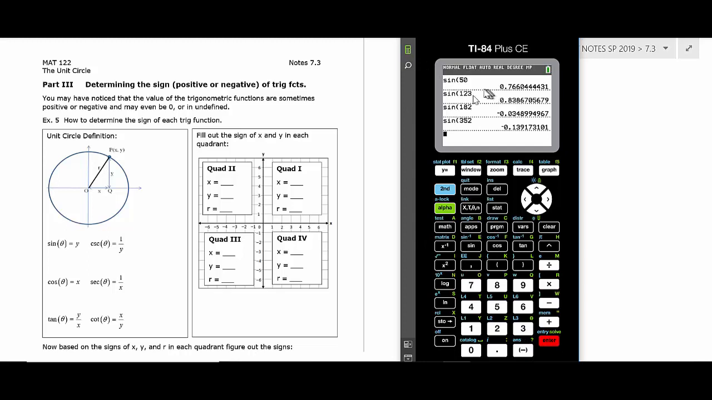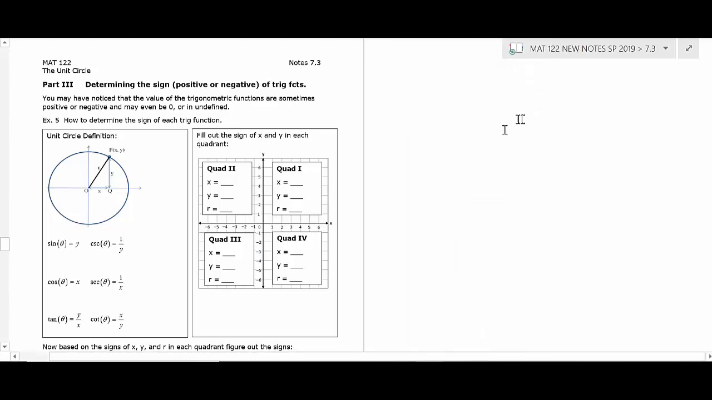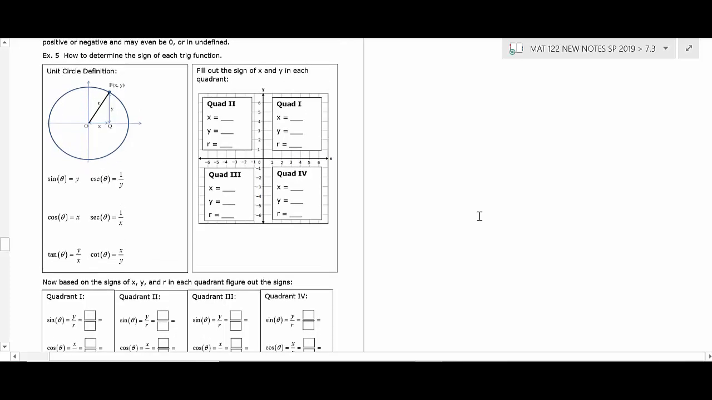So what you'll find is it's always the same. The sine is positive in quadrants 1 and 2, and it's negative in quadrants 3 and 4. And that's what we're going to try to figure out. It's just a couple of strategies for how to do this in your head. So I'm going to go through the terminology, and we'll figure this out together.